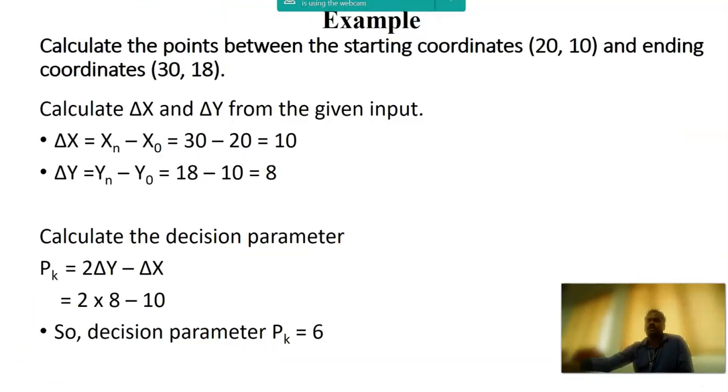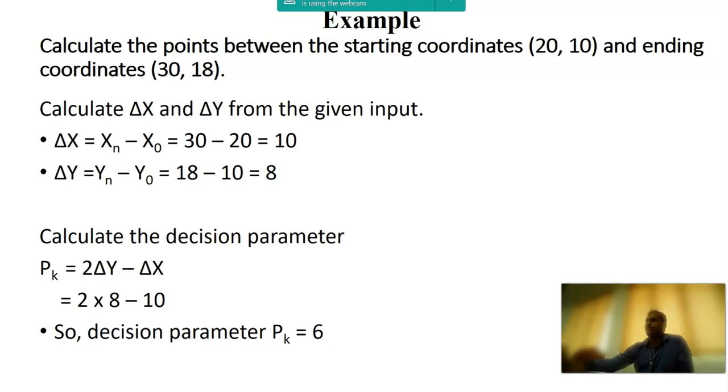So coming to the example part. Bresenham's algorithm, how it works, I already told. Initially we have to calculate the p naught value. Based on the p naught value, when our slope is less than 1, the formula is devised.